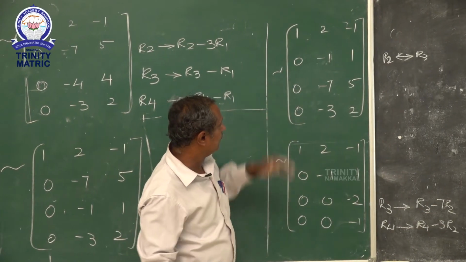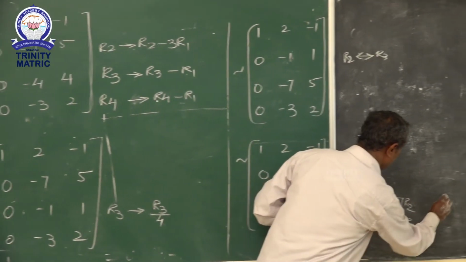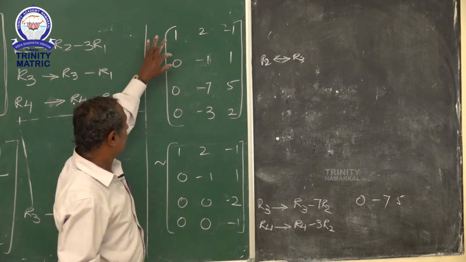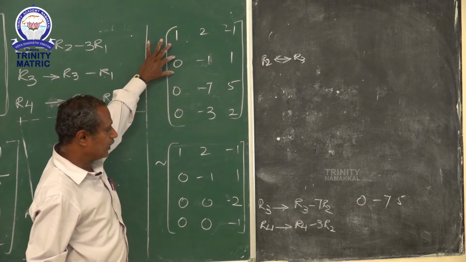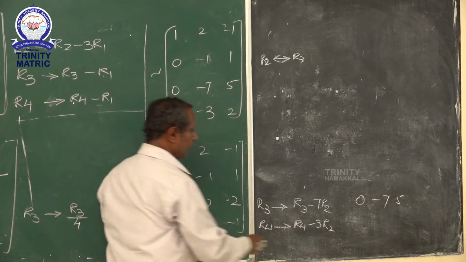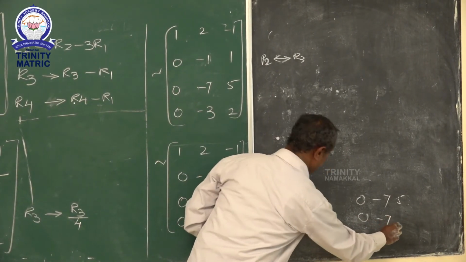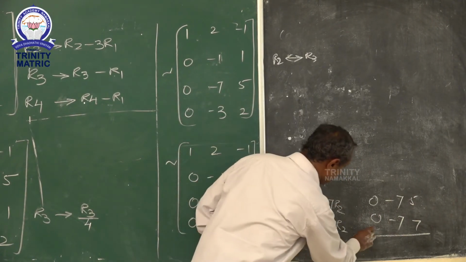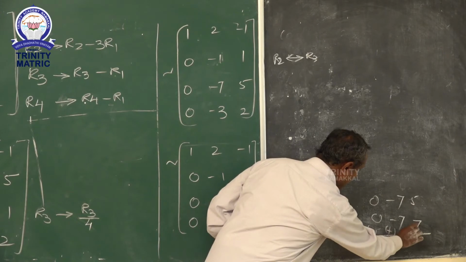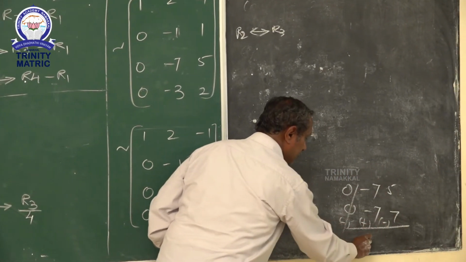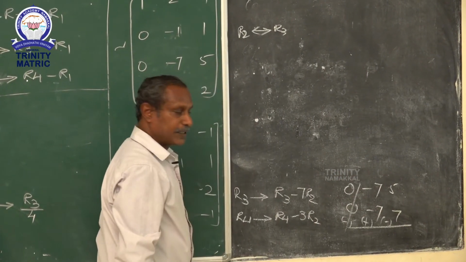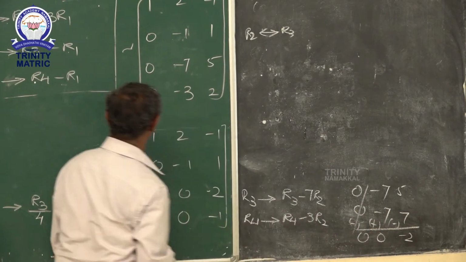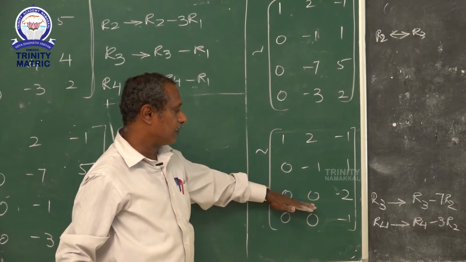So here R3 is 0 minus 7 5. Then R2 multiplied by 7 gives 0 minus 7 7. Subtracting, because the sign is there, we interchange the sign: minus plus minus. So 0, plus 7 minus 7 becomes 0, and 5 minus 7 becomes minus 2. That is 0 0 minus 2. We are getting the third row like this.